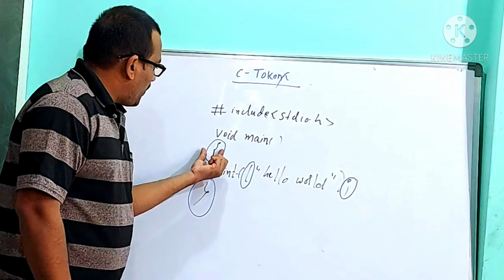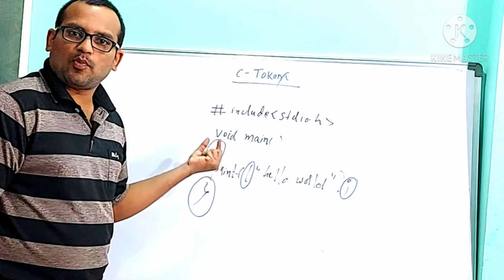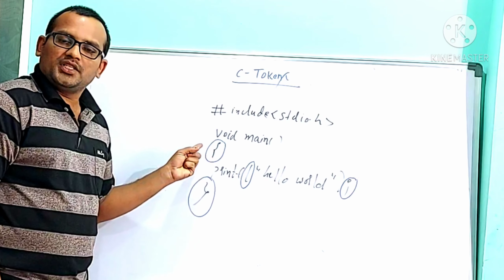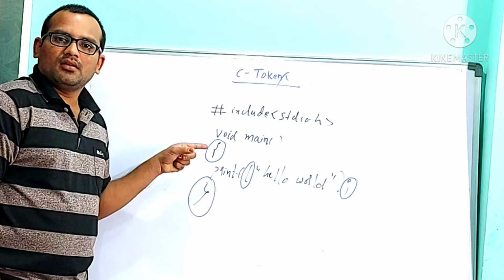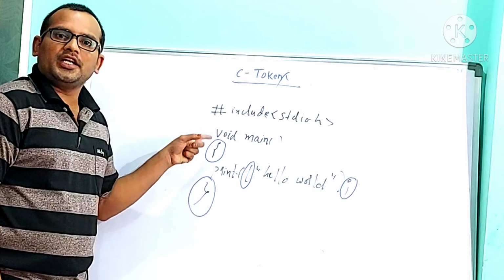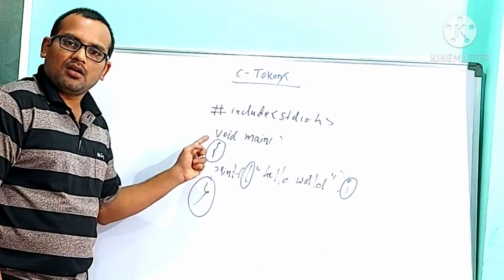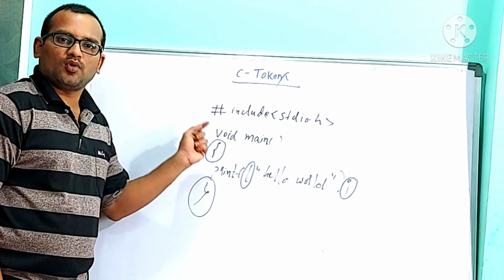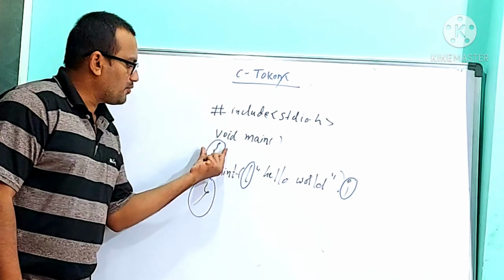So here, open curly brace is the smallest part of a C program, an individual unit of the C program, which represents the symbol for entry to the program. It represents the start of this program.